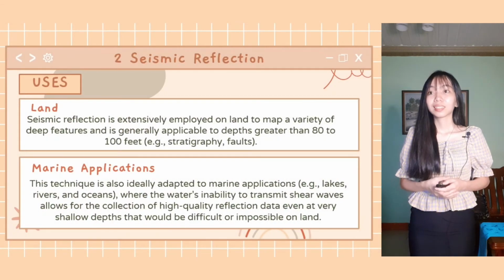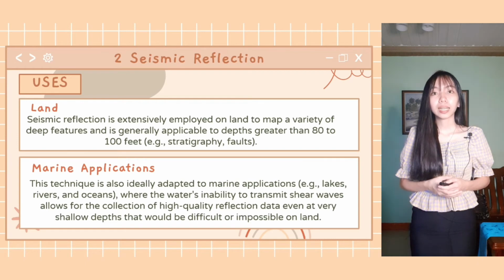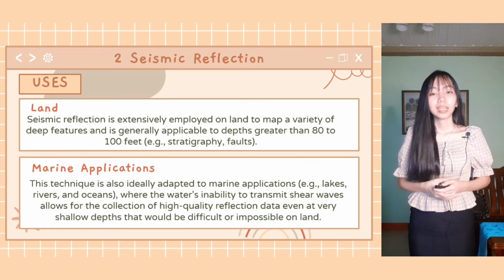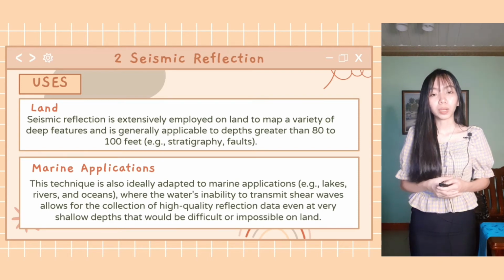On land, seismic reflection is extensively employed to map a variety of deep features and is generally applicable to depths greater than 80 to 100 feet. This technique is also ideally adapted to marine applications such as lakes, rivers, and oceans, where the water's inability to transmit shear waves allows for the collection of high-quality reflection data even at very shallow depths that would be difficult or impossible on land.